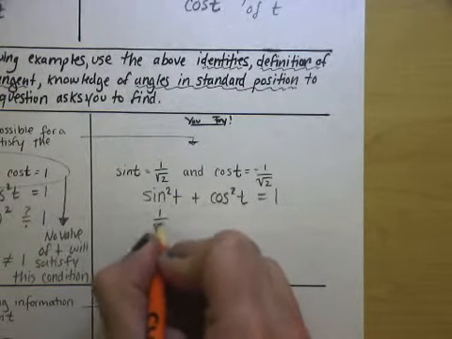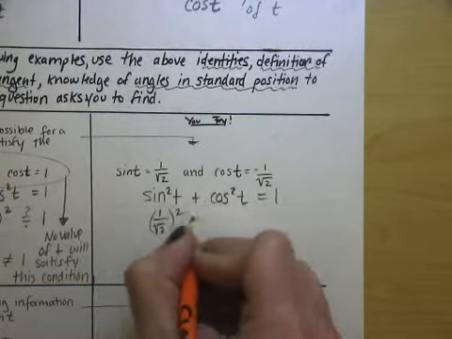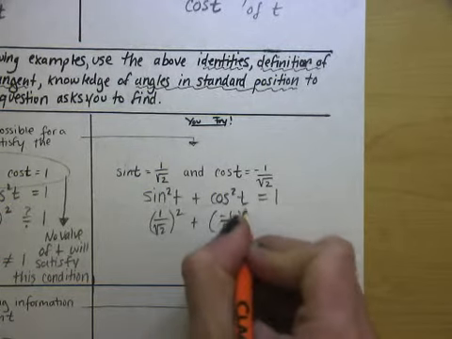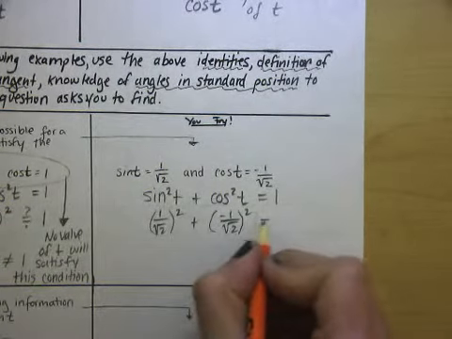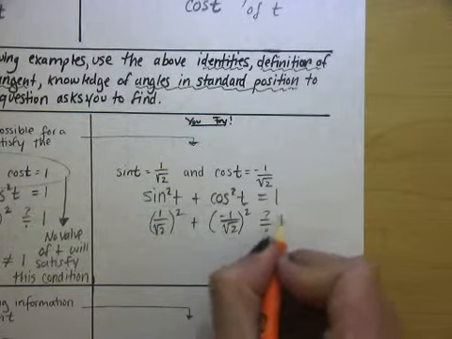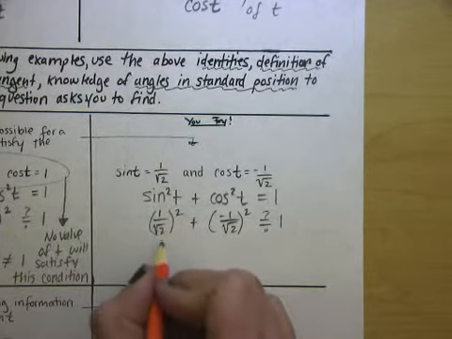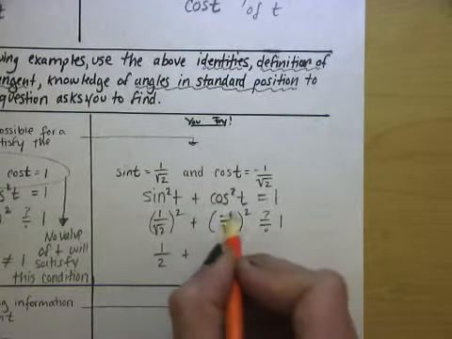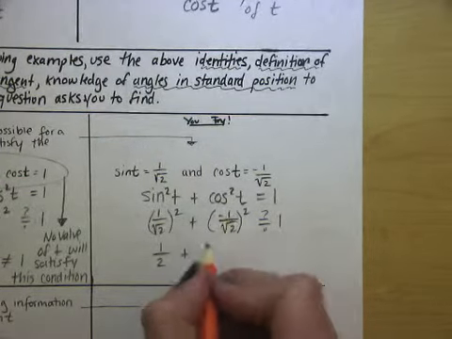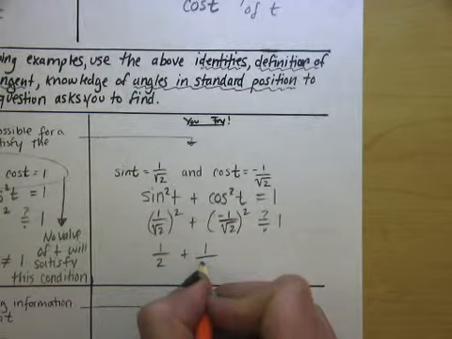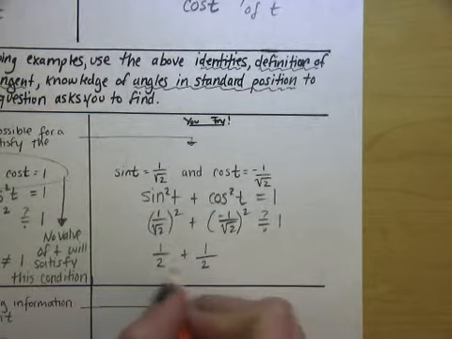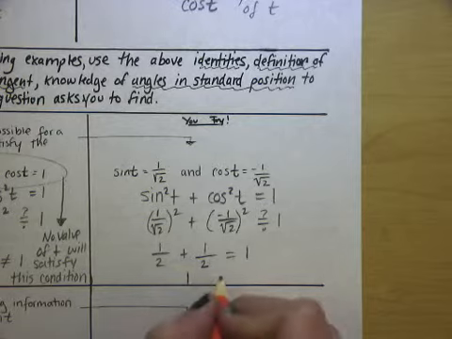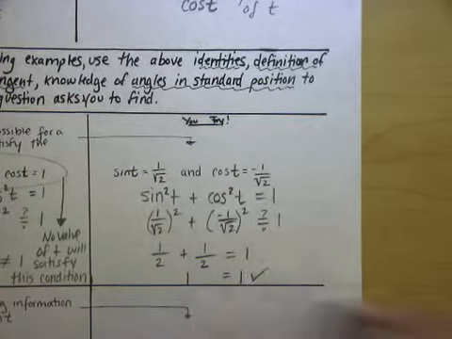So if we square this guy, and we add it to the square of cosine, or the cosine value that they give us, will this equal 1? So 1 times 1 is 1. Square root of 2 times square root of 2 is just 2. Again, with fractions, you multiply top with top, bottom with bottom. Negative 1 squared is 1. Square root of 2 times square root of 2 is 2. Yes, 1/2 plus 1/2 does equal 1.